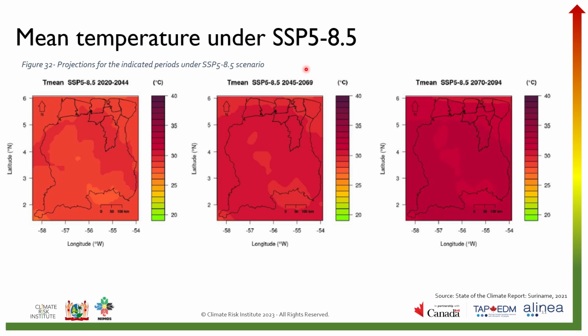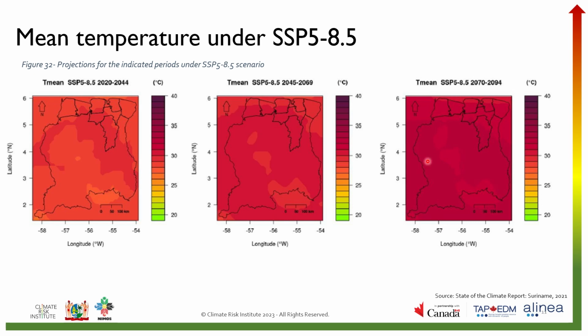So SSP 8.5. These 3 graphs are also showing the mean or average temperature for the 3 different future time periods, as you can see. So again, based on these graphs, we can see that projected mean temperature is expected to increase and expected to change from about 27 degrees Celsius to 33 degrees Celsius by the end of the 21st century. And we can see this right graph has very dark red colors.